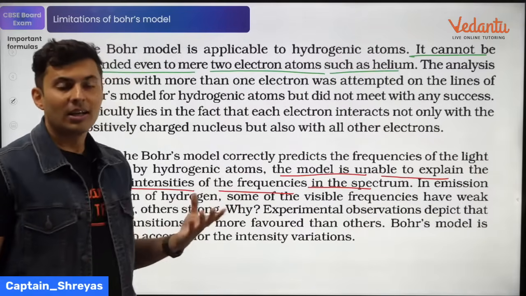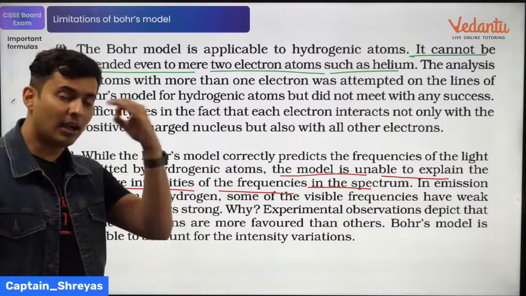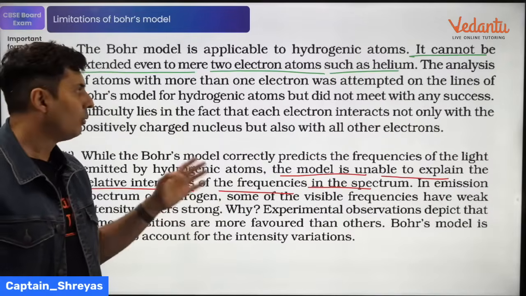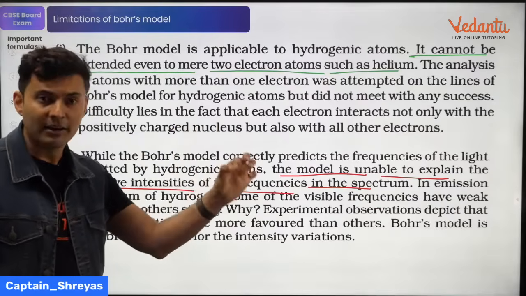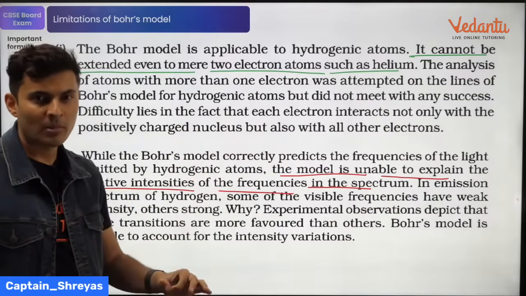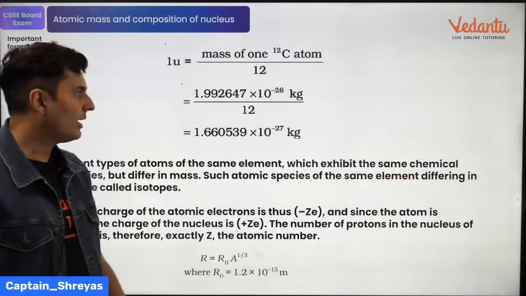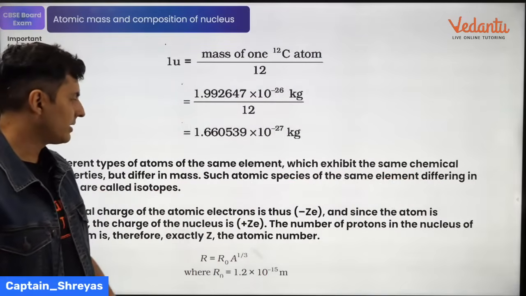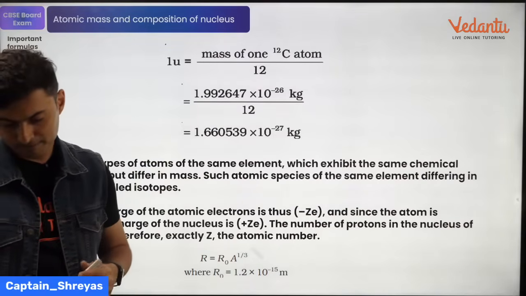It also did not take into account Heisenberg's uncertainty principle. That is another disadvantage of Bohr's model. Nothing can be located precisely. Radius and velocity together, impossible. If you know the radius, you don't know the velocity. If you know the velocity, you don't know the radius. That violates Heisenberg's uncertainty principle. Is that okay, guys? Moving on to the next one.